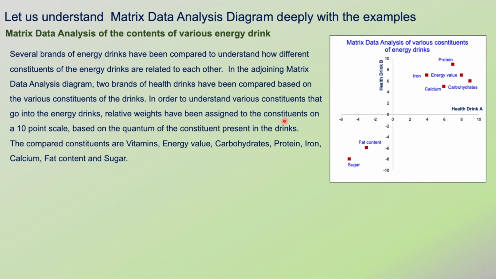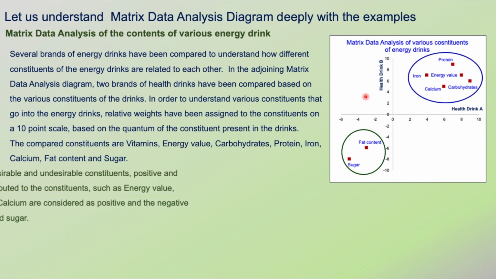So the constituents are considered and relative weights have been given on a 10-point scale based on the quantum of the constituent present in the drinks. So what are those constituents considered? Vitamins, energy value, carbohydrates, protein, iron, calcium, fat and sugar. So how many drinks have been considered? Two drinks, health drink A and health drink B.